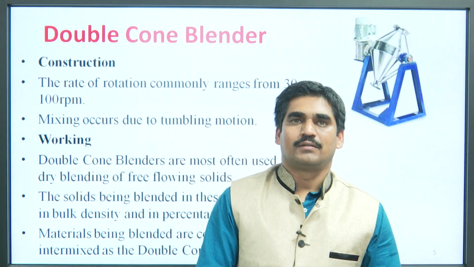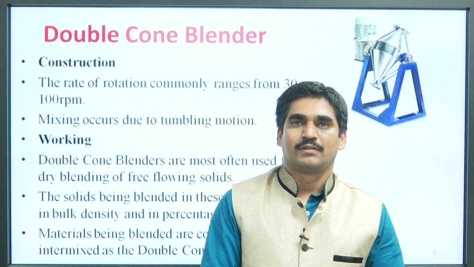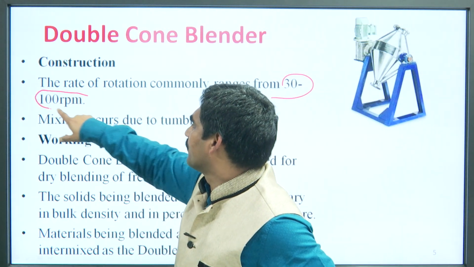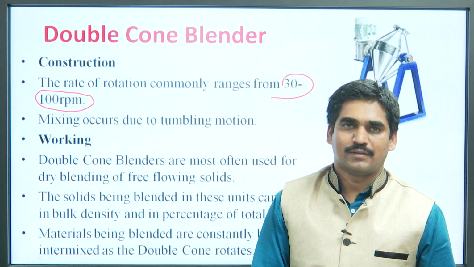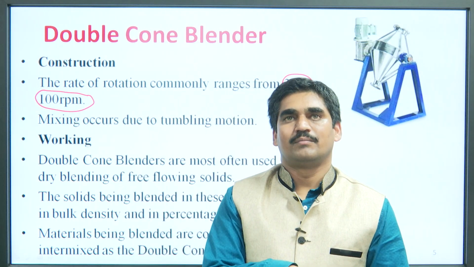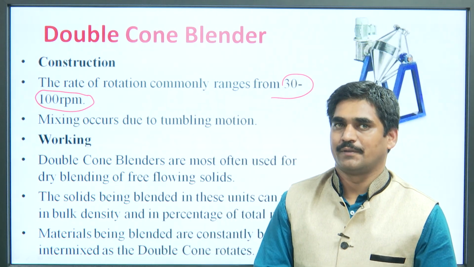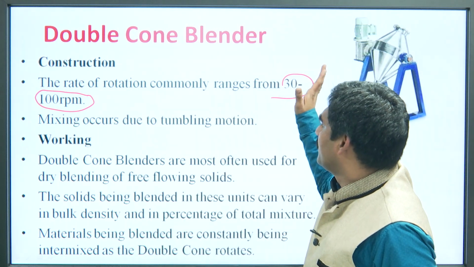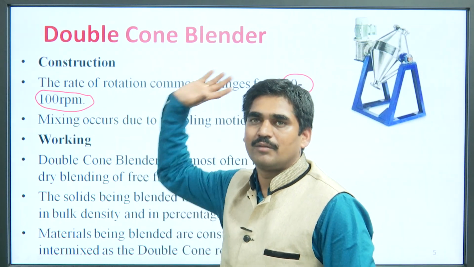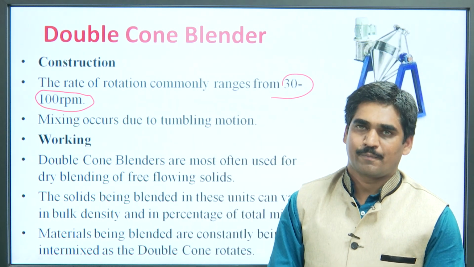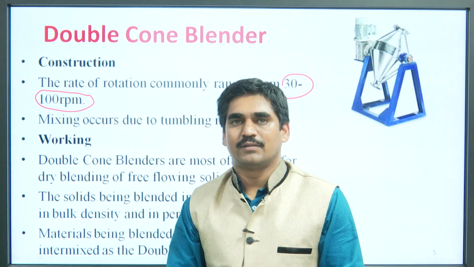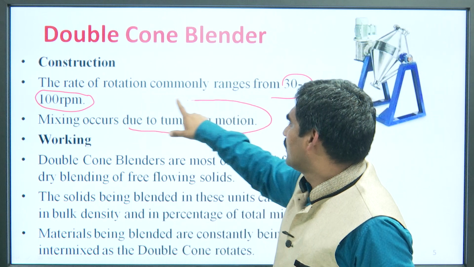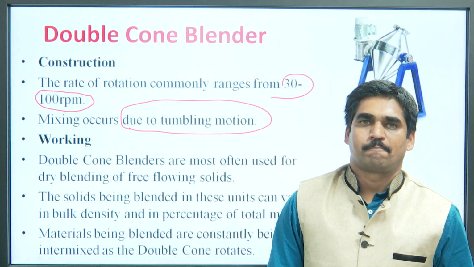Further, the rate of rotation commonly ranges from 30 to 100 rpm. As we have already discussed, the blender should have an optimum rate of rotation. This optimum rate of rotation should be between 30 to 100 rpm depending upon the blender size and the shape of the blender also. In this case, mixing mainly occurs due to tumbling motion.